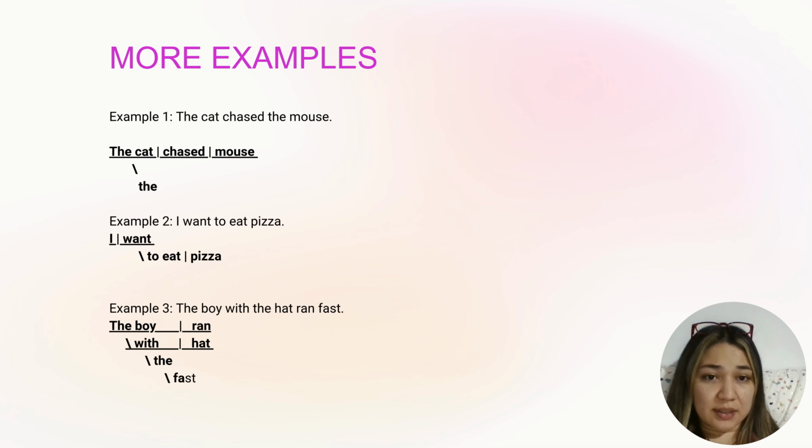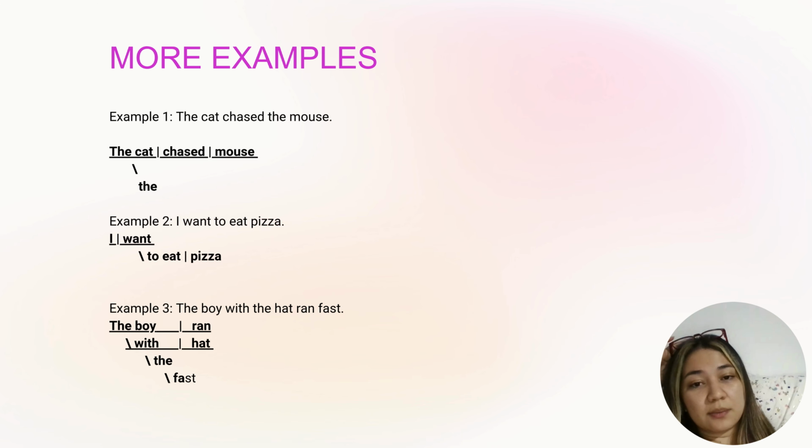We have an extra example. For the first, "The cat chases the mouse." We have "cat," which is the subject. We are going to draw a diagonal line because "the" is a modifier, a complement to the noun, right? And then we have "chases," which is a verb, and "mouse" is an object. So it's a simple example, right?